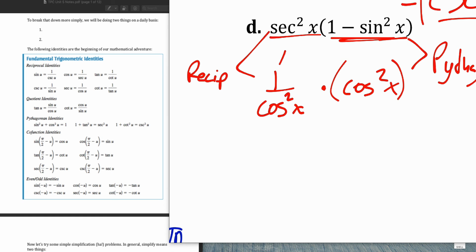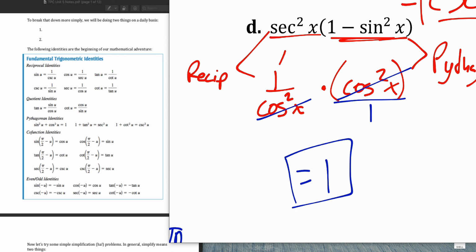Now we end up with 1 over cosine squared times cosine squared. You can even put that over 1. The cosine squareds cancel out. This whole thing simplifies down to just a grand total of 1. It's crazy how sometimes the more complicated things can simplify down pretty nicely.